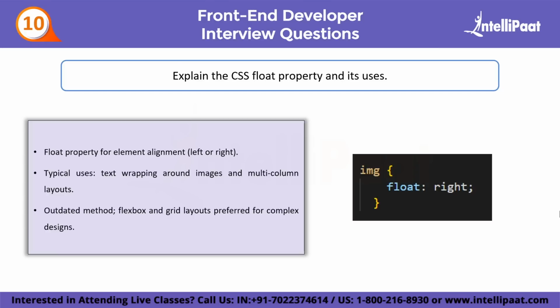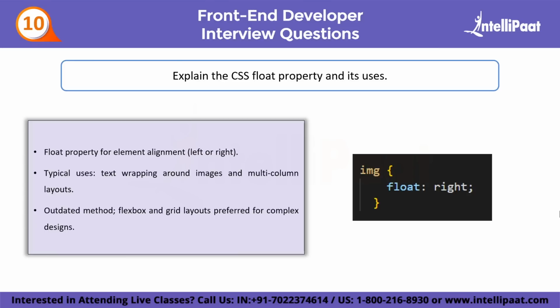Floats can be used to create multi-column layouts where elements float next to each other, simulating a newspaper or magazine kind of style layout. Floats are commonly used for aligning images to the left or right with text wrapping around them. When elements are floated, it can affect the layout of surrounding elements. Therefore, the clear property is used to prevent elements from wrapping around a floated element.